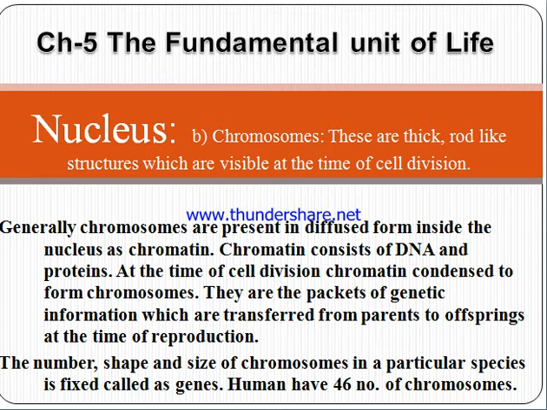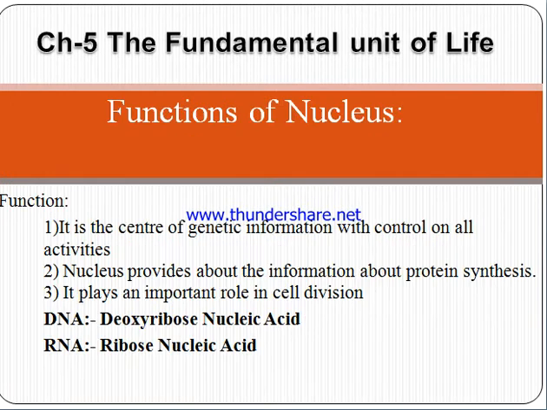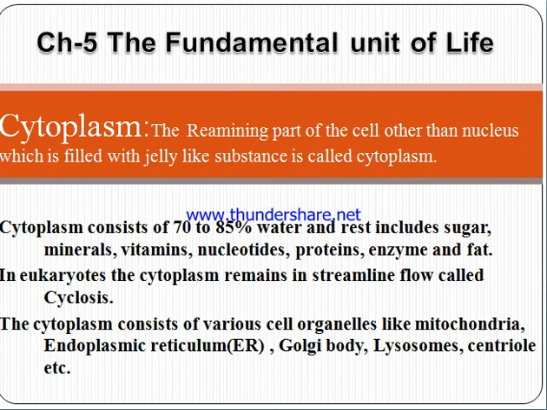Chromosomes are present in diffuse form as chromatin, and at the time of cell division it condenses to form chromosomes. Functions: it is the center of genetic information. It provides the information for protein synthesis and has a very important role in cell division.